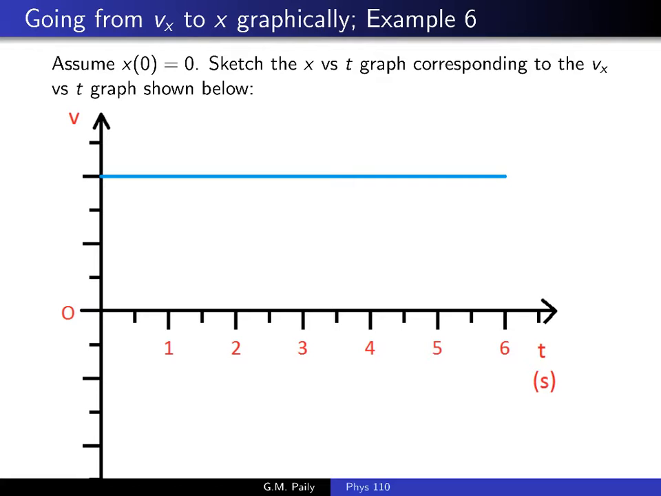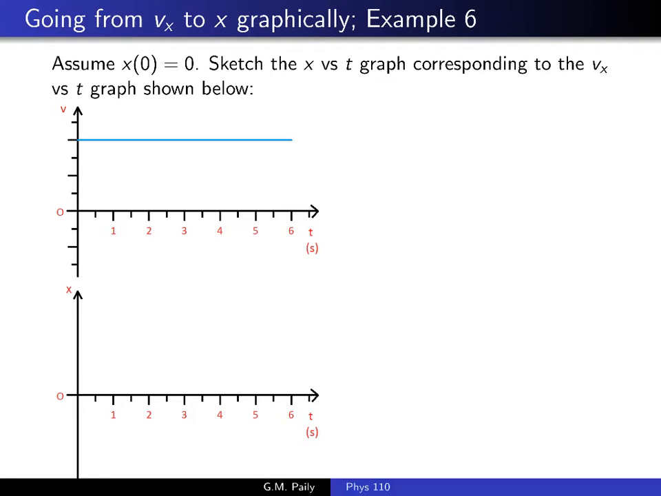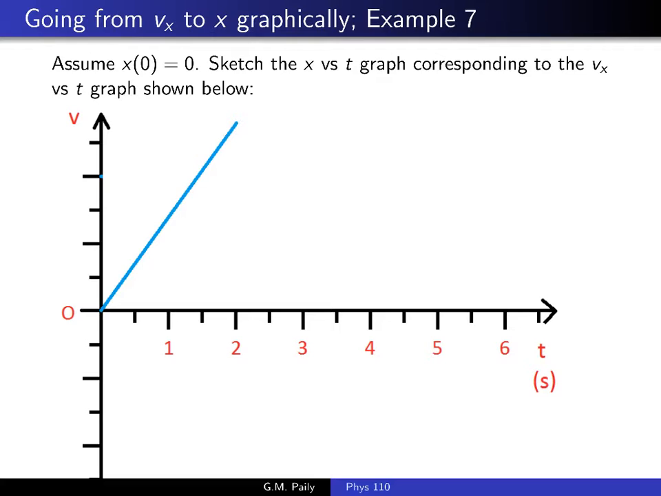Here's our first example. The velocity is some constant positive value. What is the corresponding x versus t graph? In this case, there are no transitions, so we do not need to draw any drop lines. We are told that the initial point at t equals 0 is x equals 0, and so we draw a line starting from there. It's a straight line with a constant slope. Here's our next example.